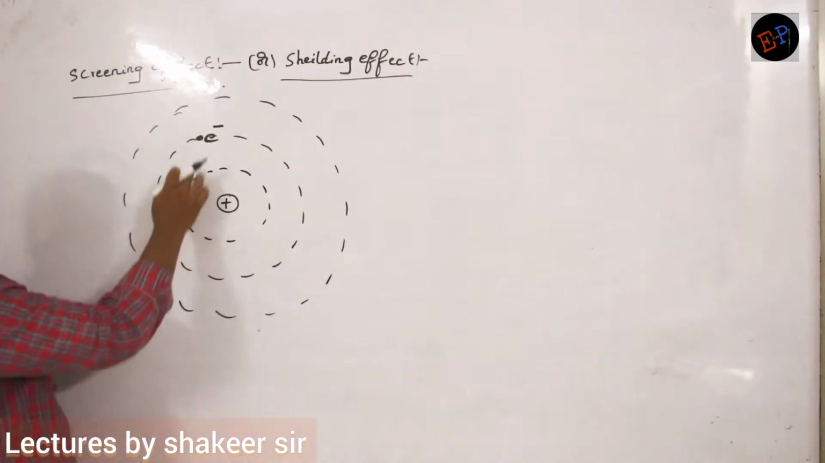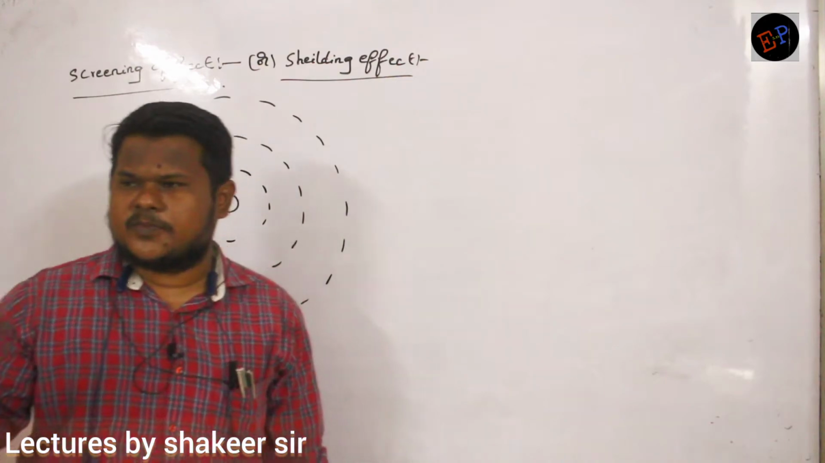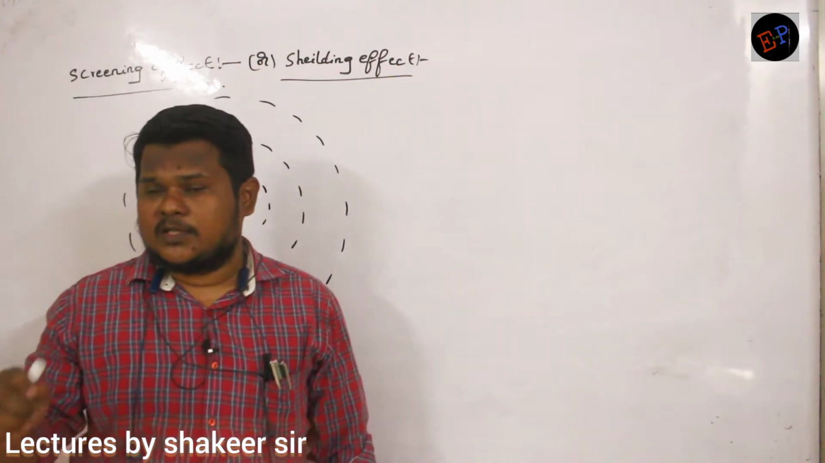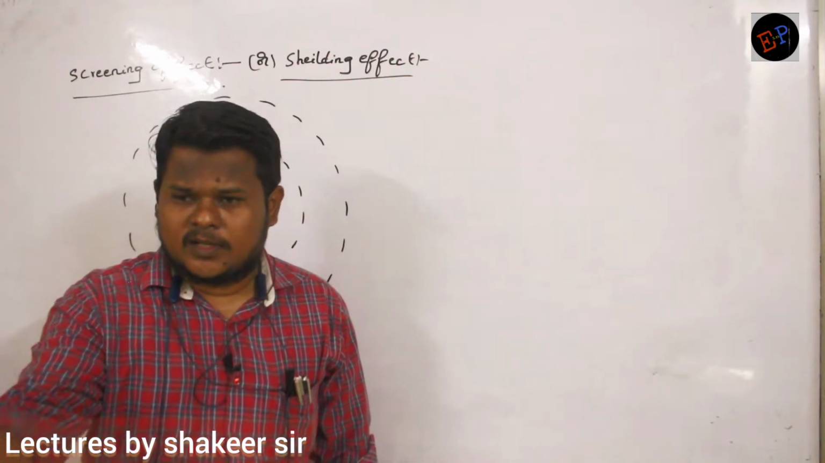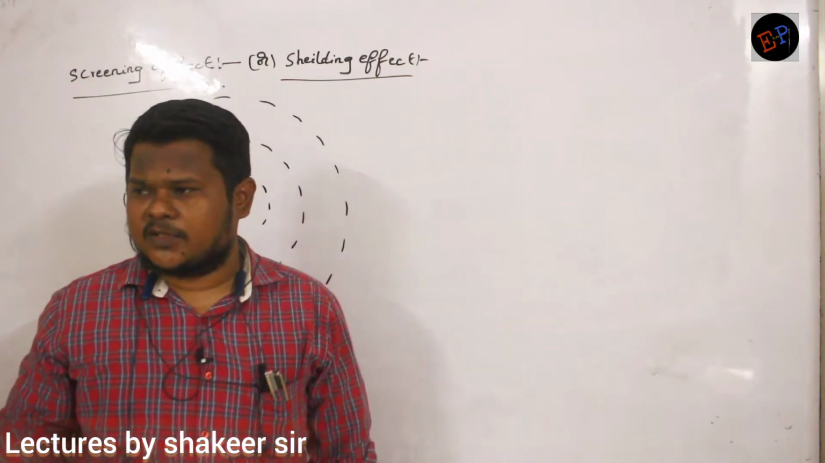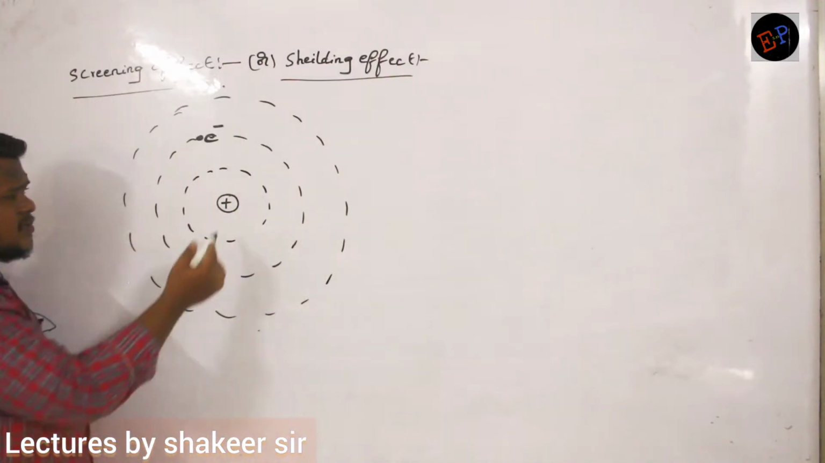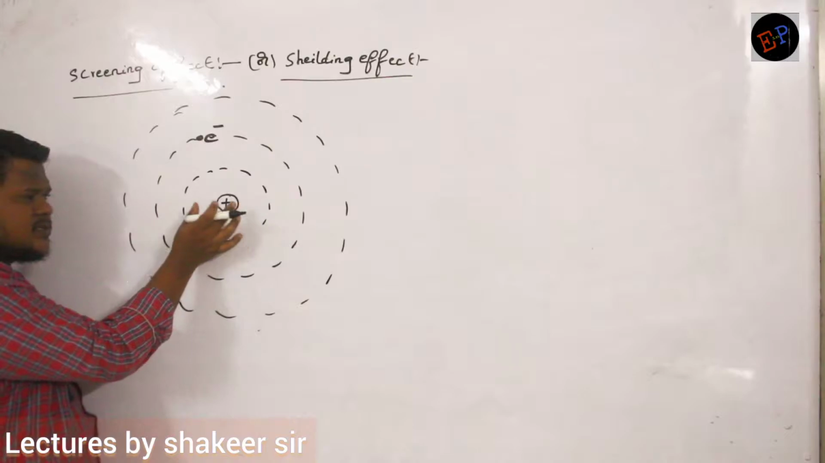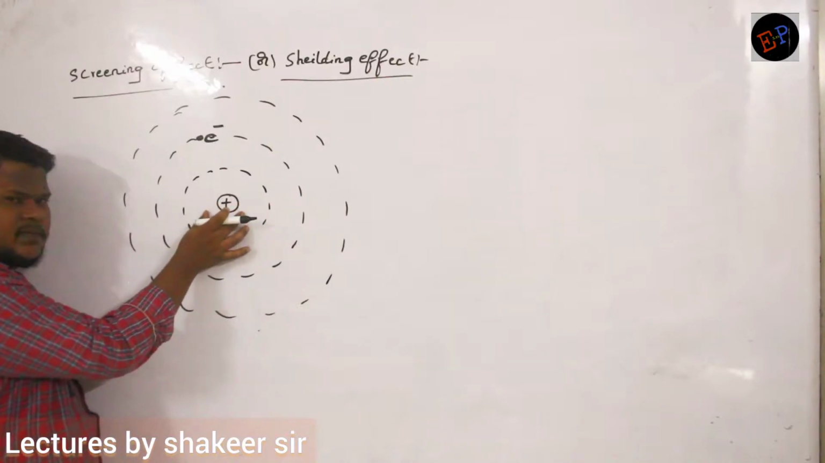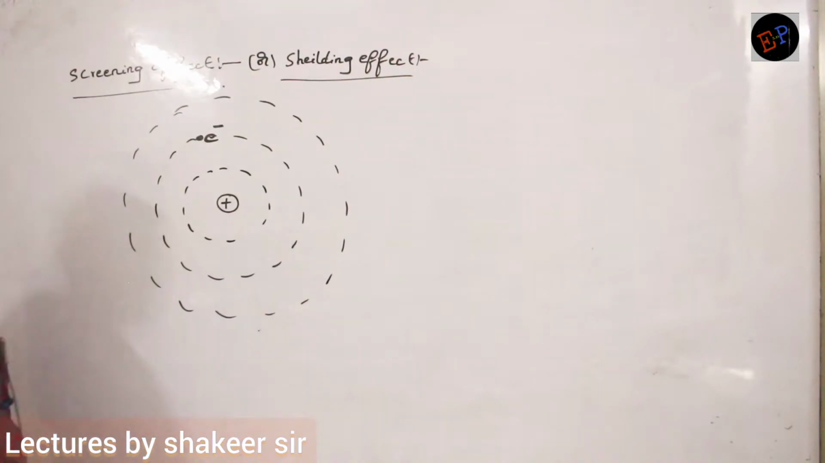Clear now? Now this electron will be experiencing two forces. It will be experiencing a force of attraction also, and a force of repulsion also. Now the force of attraction it is experiencing because of protons. Protons present inside the nucleus have positive charge, and the electron is a negatively charged body. Are you able to understand?